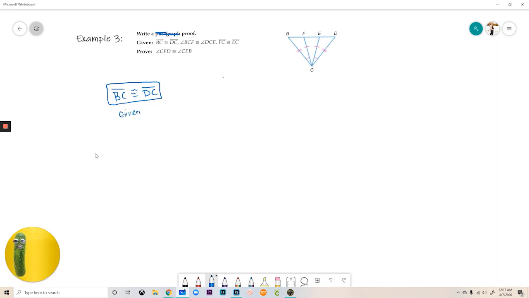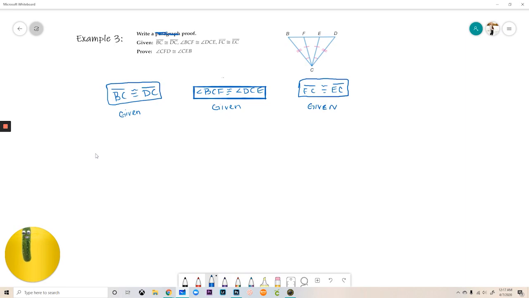So this is given. Angle BCF is congruent to angle DCE. That is given, needs to do that on every single one. And then we know that FC is congruent to EC. So we are given quite a bit here. We're given a side, an angle, and a side, but I haven't quite looked at where those lie yet.